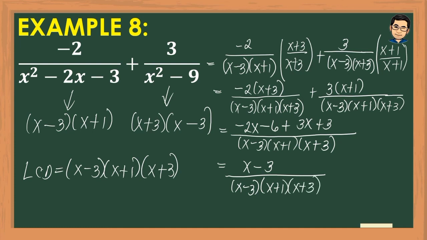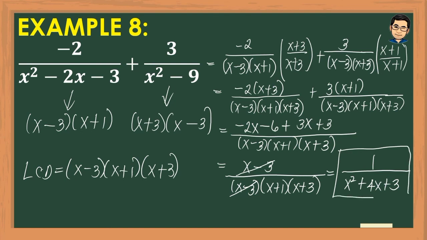So, pwede tayo mag-cancel dito yung x minus 3. So, and then, magiging 1 over yung product ng x plus 1 tsaka x plus 3 using FOIL method, magiging x squared plus 4x plus 3. So, sana maging aware kayo sa FOIL method kasi malaking tulong po siya sa pagmumultiply. So, yun po yung ating final answer. 1 over x squared plus 4x plus 3.